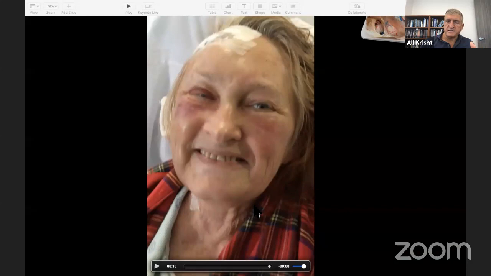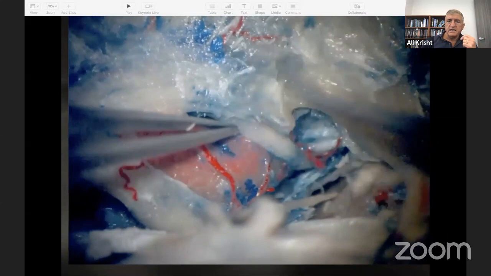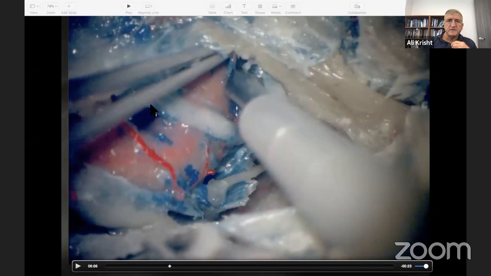Sixth nerve was a challenge, and sixth nerve has to be understood. This is the V1 being lifted as it comes down to Meckel's cave. This is the Gasserian ganglion region, and this is where the nerve leaves V1, comes down along the ascending carotid. This is horizontal carotid, and goes towards Dorello's canal.